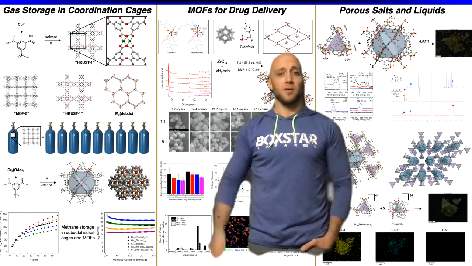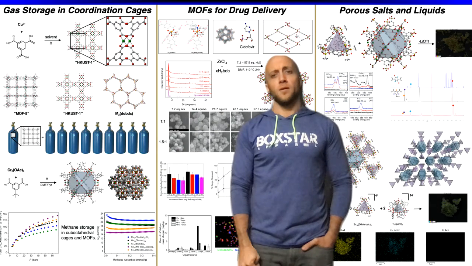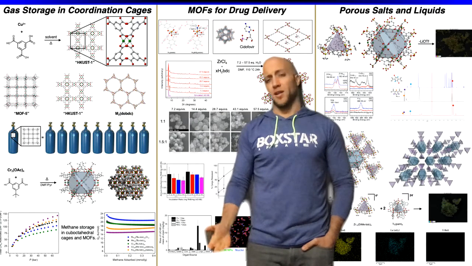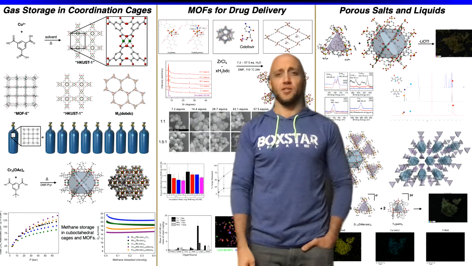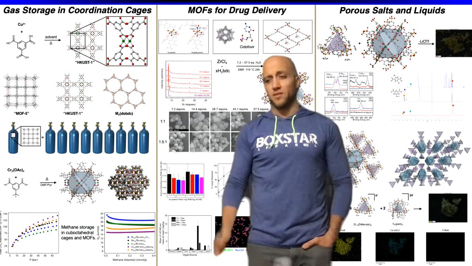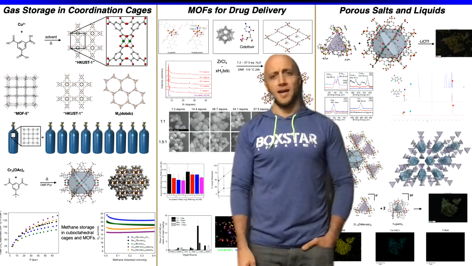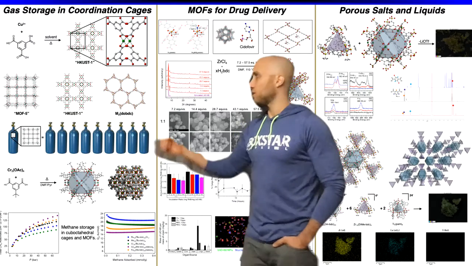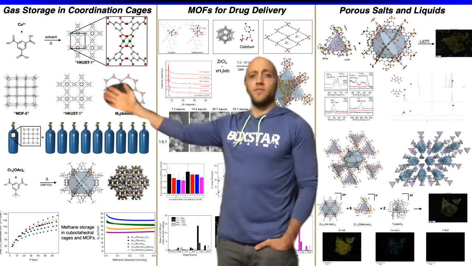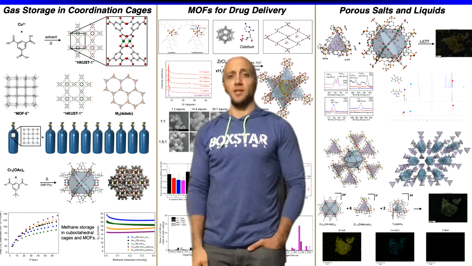I'll tell you a little bit about the work my group does around porous materials. These include metal organic frameworks, coordination cages, and we're targeting applications from gas storage, separation, drug delivery, catalysis. As you can see up here, my group mostly focuses on metal organic frameworks and coordination cages.